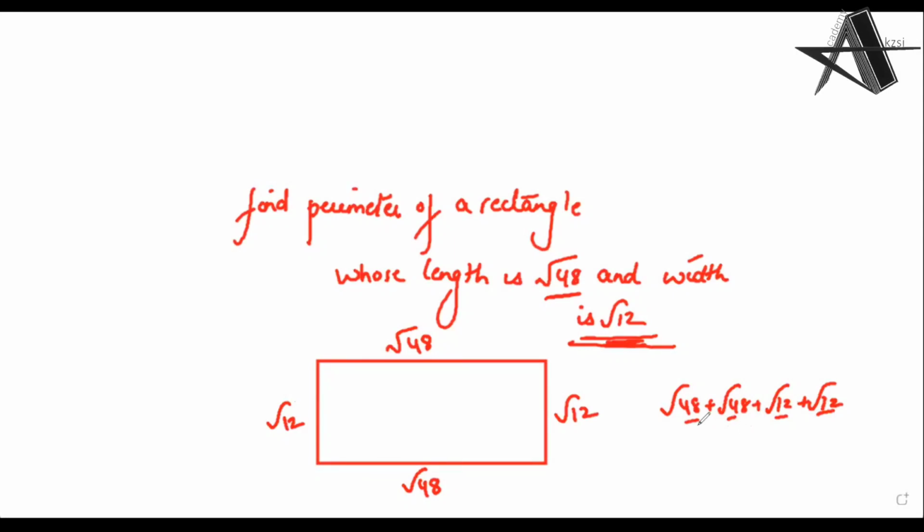We have just seen that root 48 can be written as, on simplification, 4 root 3, and root 12 can be written as 2 root 3. So 4 root 3 plus 4 root 3 plus 2 root 3 plus 2 root 3. Ultimately, it will be 8 plus 4, 12 root 3 centimeters. It's given in centimeters. So answer will be in centimeters. So your perimeter is going to be 12 root 3. Now just be quick and let me know, is it clear or not? Write down yes, or if it's not clear, write down no.